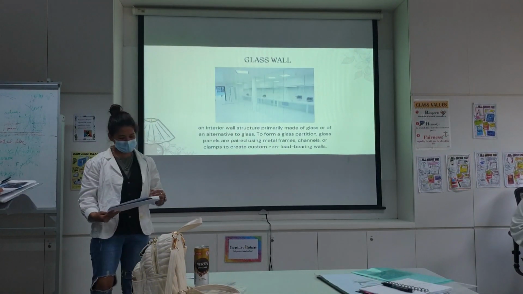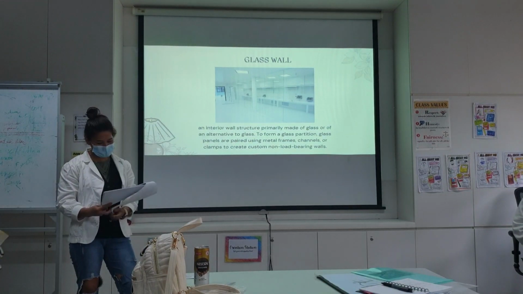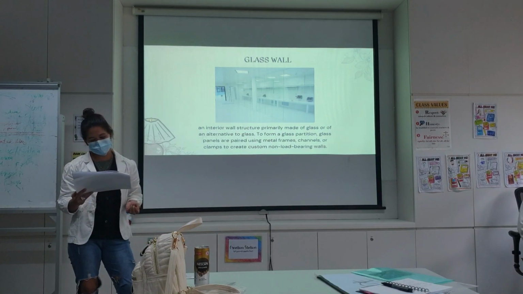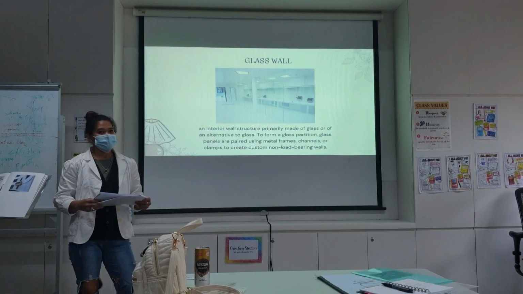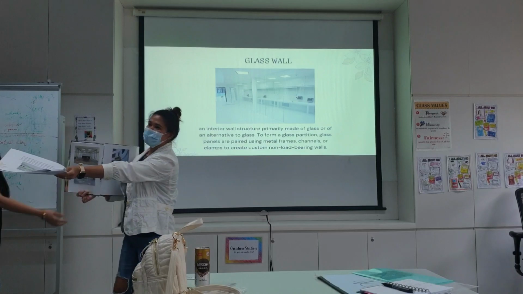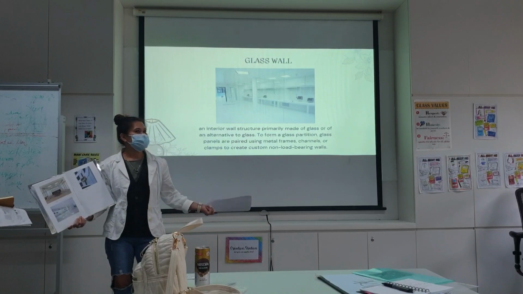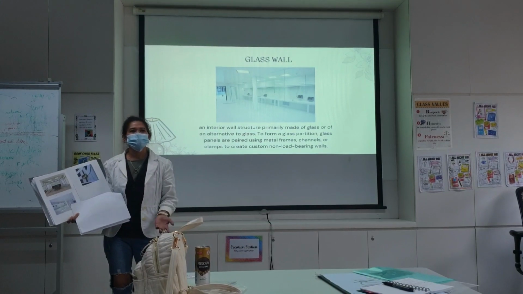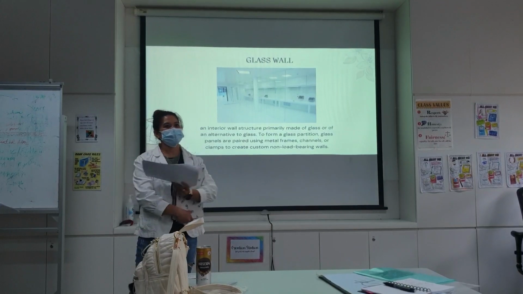And next we have a glass wall. A glass wall is an interior wall partition primarily made of glass or an alternative to glass. In the form of glass partitions, glass panels are paired using metal frames, channels, or prongs to create custom non-load-bearing walls. Lots of glass is used to build windows, doors, and also in offices and restaurants. There are also see-through bedrooms. It can also be built in the kitchen.